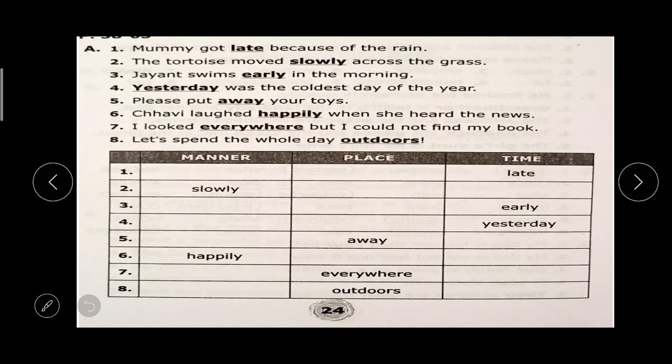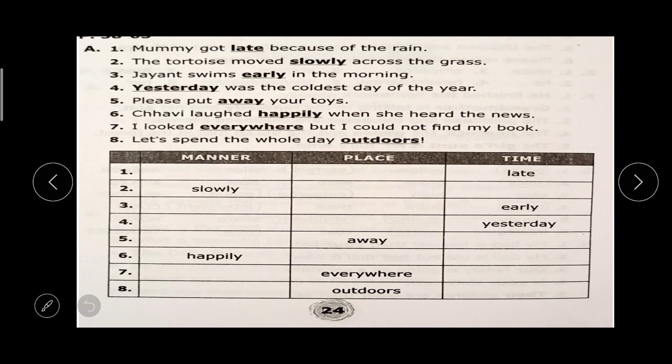The number 6 the adverb is happily, which is an adverb of manner. In number 7 the adverb is everywhere, which is adverb of place. And number 8 the adverb is outdoors, which is also an adverb of place.